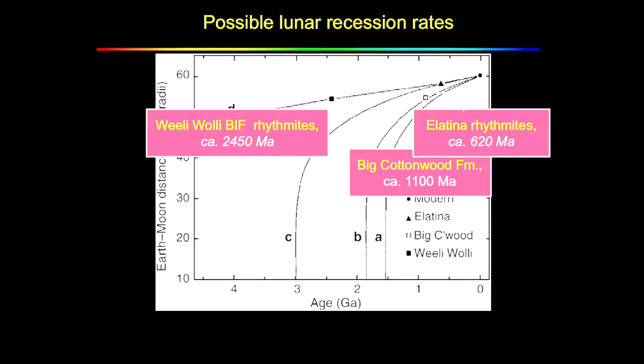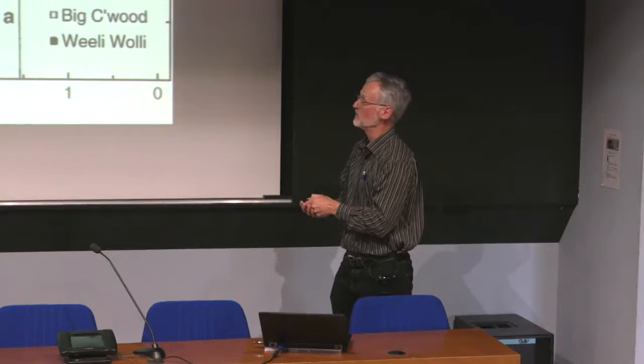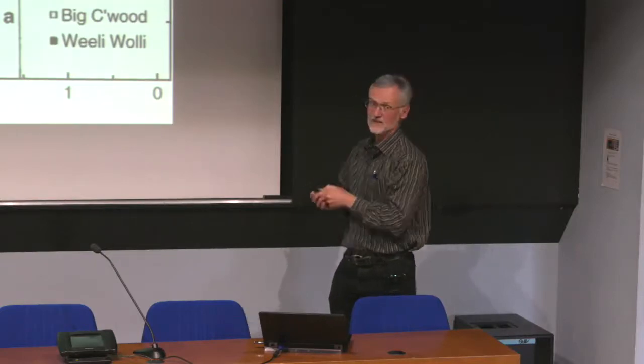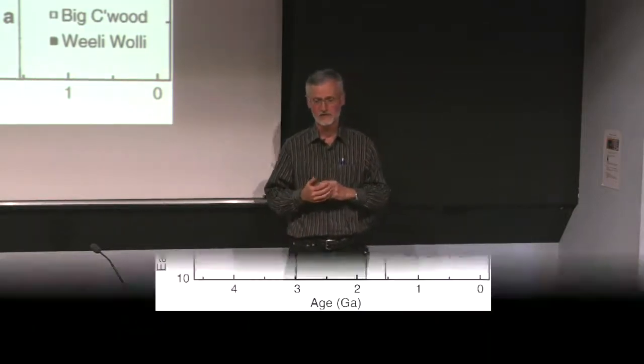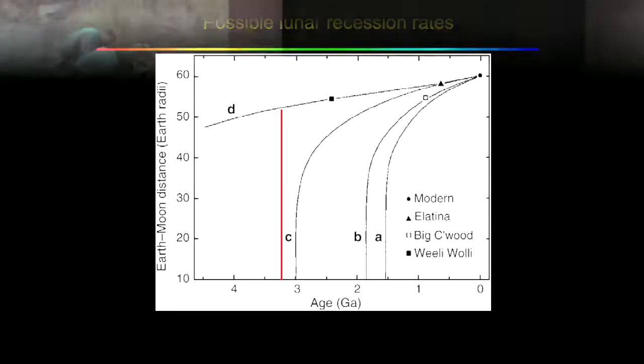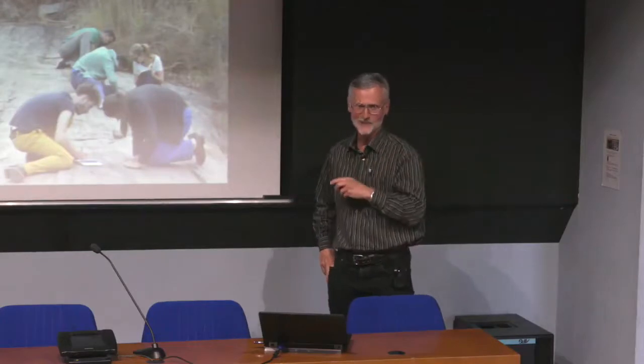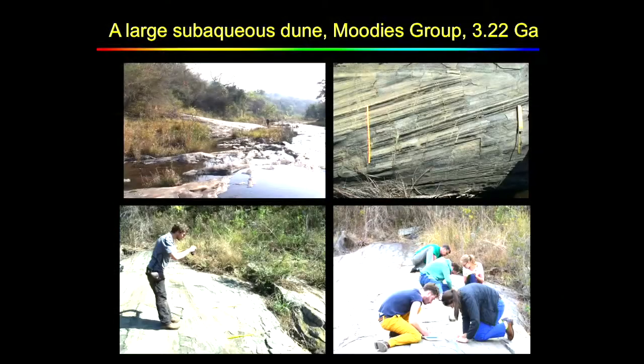It would be really great to go back to the Moodies Group, 3,250 million years old, and figure out a data point that would sit somewhere along this line. It would help us greatly in calculating the lunar recession rate. Okay? There was a paper by a geologist who looked at the one suitable outcrop, and I'm convinced, and I would agree, in the Barberton Greenstone Belt sitting over here next to that creek, that shows one of these subaqueous dunes with thick and thin little foresets.